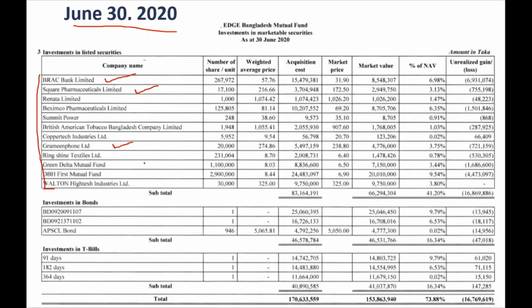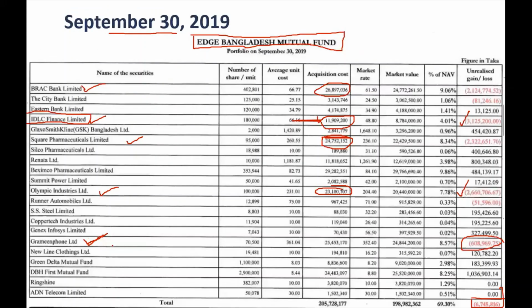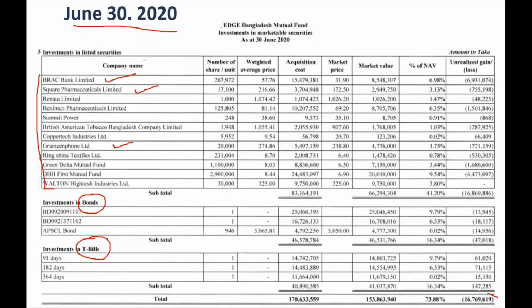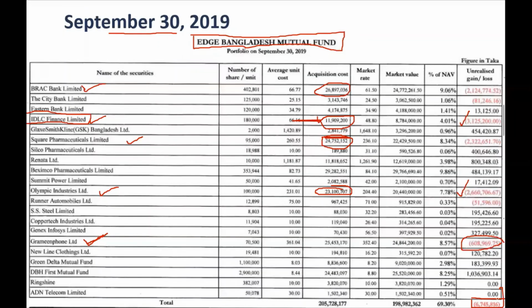Okay, got it? Okay, and earlier they didn't invest in bond, but now they started investing in bond. They started investing in treasury bills. Okay, last year their portfolio loss was approximately how much? 6 million, close to 7 million. Right now, it's around close to 17 million.